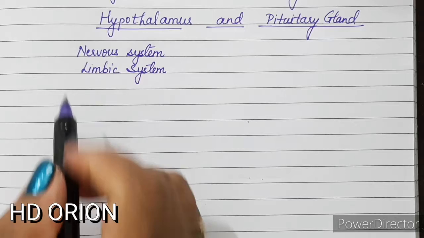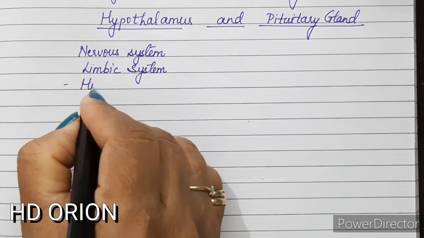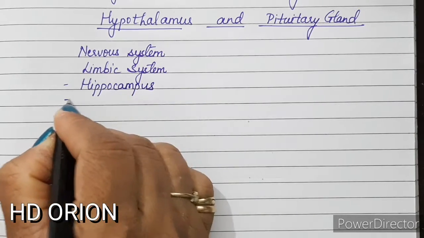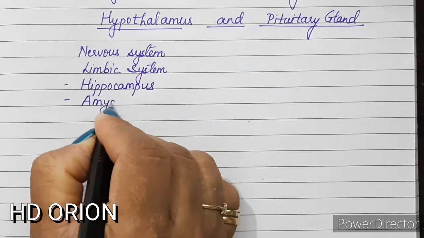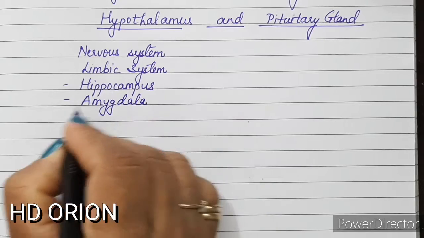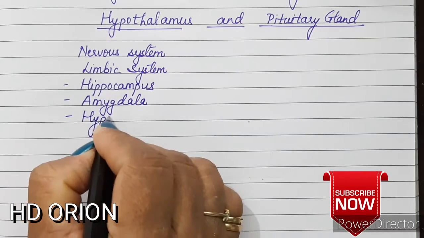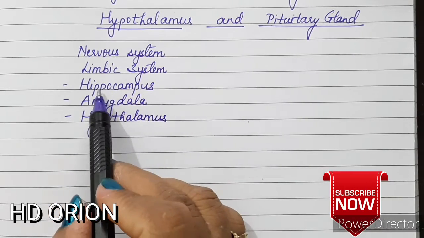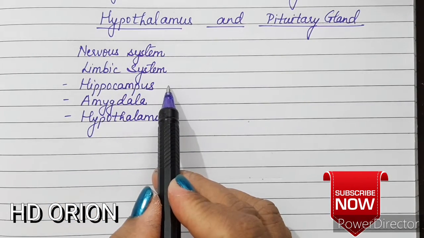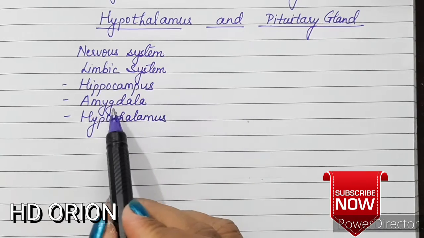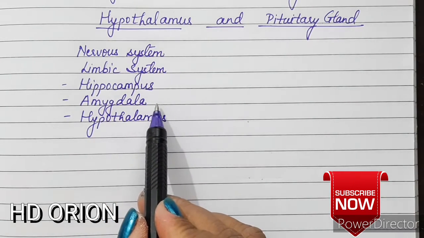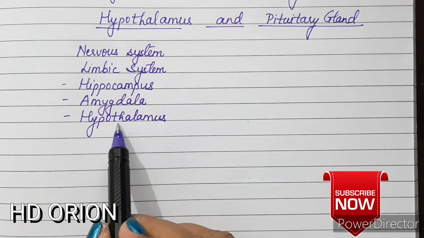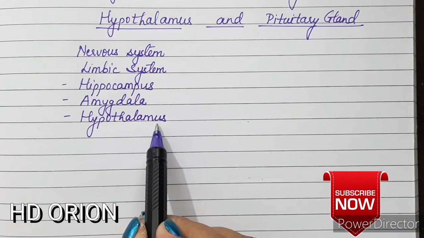The limbic system comprises of hippocampus, amygdala and the hypothalamus. Hippocampus helps in storing memory. It is related to the learning process, and amygdala is related to all the emotions, the anger, fear, rage, etc. We have studied hypothalamus in my previous videos when I was dealing with brain.